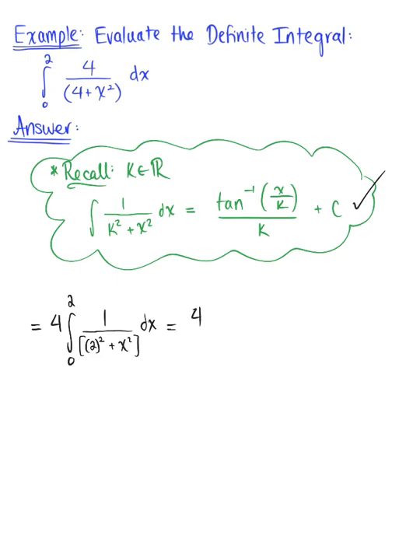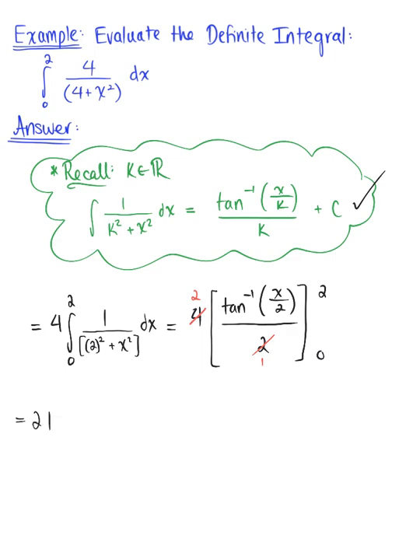So this becomes 4 multiplied by inverse tangent of x divided by 2, all over 2. And we have the definite integral from 0 to 2. And so we can simplify. We know that 2 goes into 4 2 times, which leaves us with 2 multiplied by the inverse tangent of x over 2. And we can now evaluate from 0 to 2.